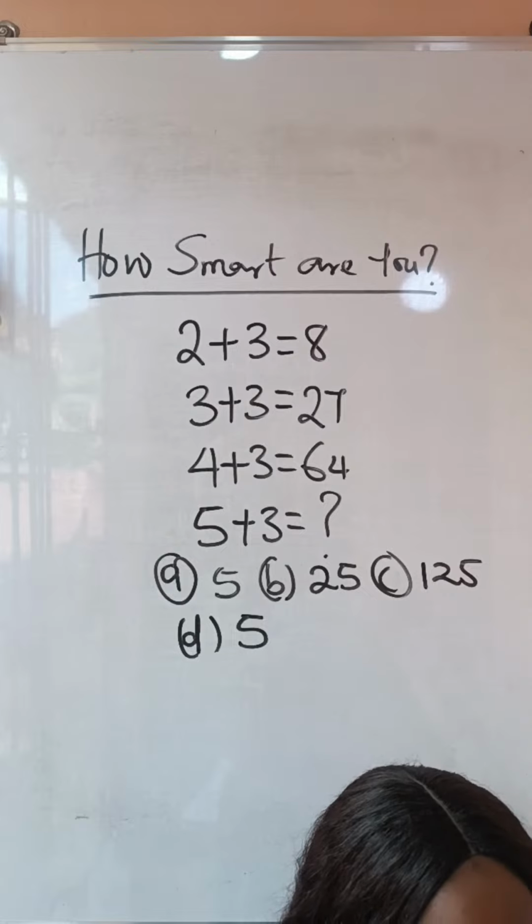Now the first option is 40. Option B is 45. Option C is 50. And option D is 60. Okay, let's see who gets this right.